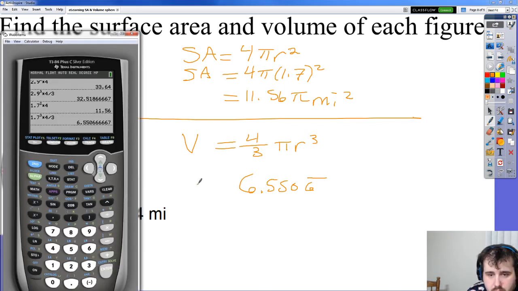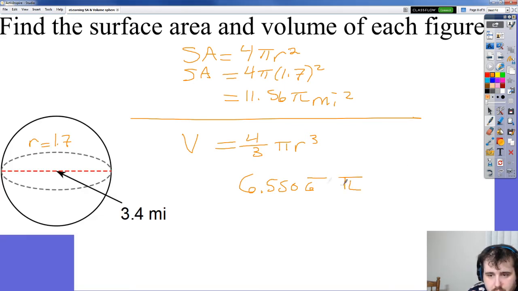Pi. Because remember, this factor of pi is there. So just don't forget about your factor of pi here, miles cubed. And there we go. So that's the basic idea of it. Go back and try these again. Make sure that you can do them.